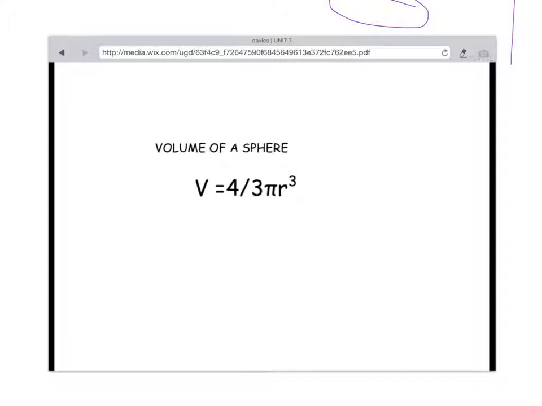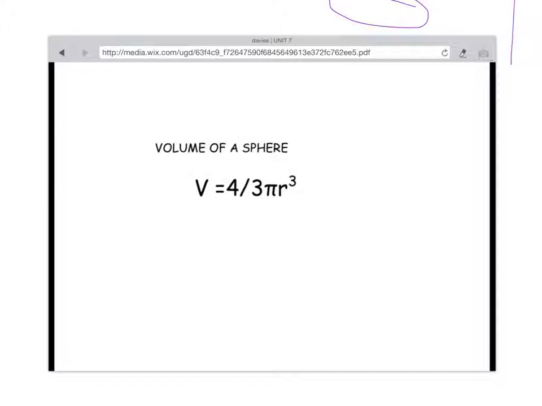So the formula that we have for volume of a sphere is 4/3 pi r cubed. And again, this is another one of those formulas that unfortunately we're just going to have to use and sub into rather than being able to derive it ourselves.